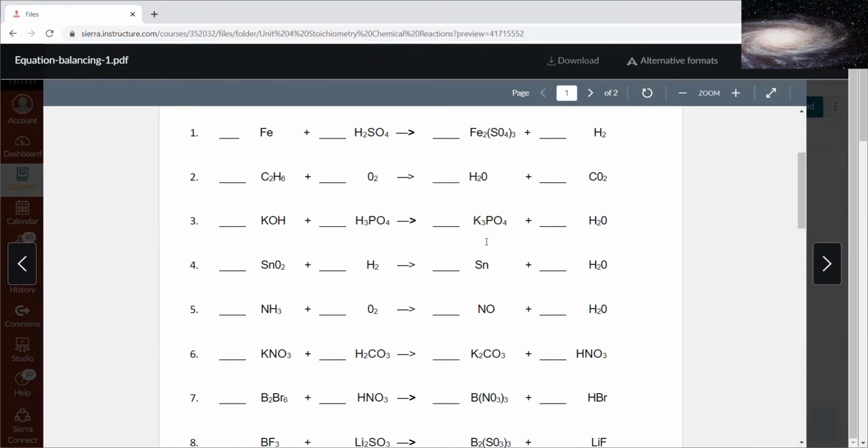It has NH3, and then on the other side it has two hydrogen. Would it make sense to put 2 in front of the NH3 and 3 in front of the water?